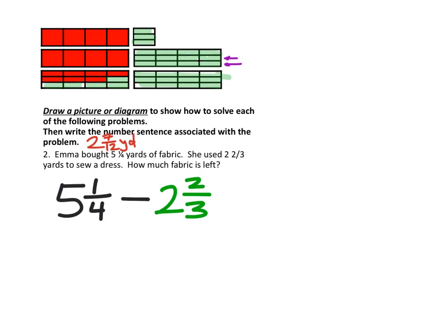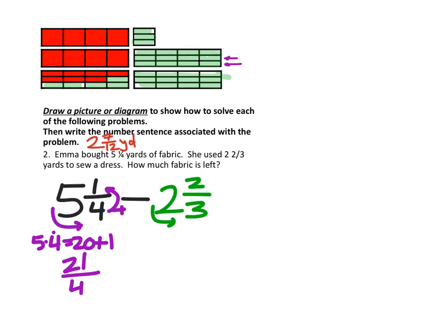All right, now, again, using just pure mathematics on this, you need to change both of these into improper fractions first. So I would use the cycle method on this one. That's 5 times 4 first, which is 20, and then add that numerator 1 to make this 21/4. And then the 2 2/3, again, 2 times 3 plus the 2. So 2 times 3 is 6, plus the 2 numerator. That's going to give us 8/3 right there.